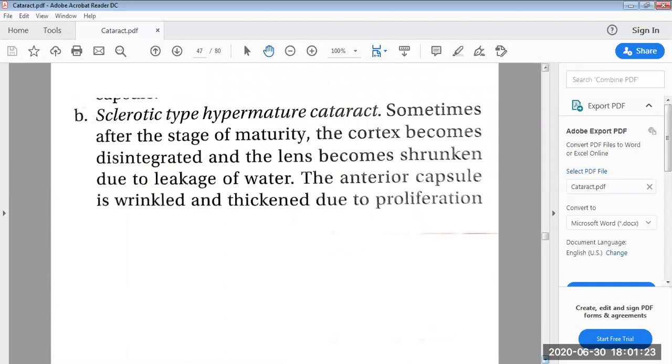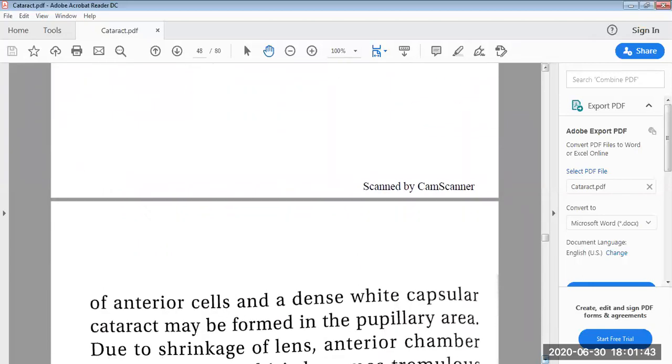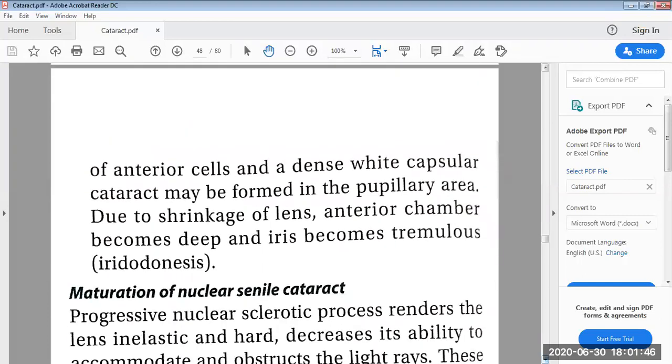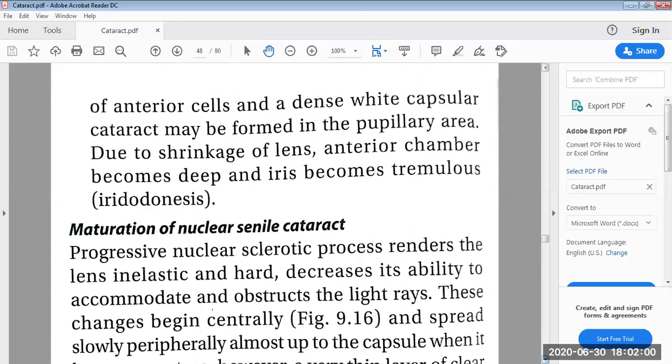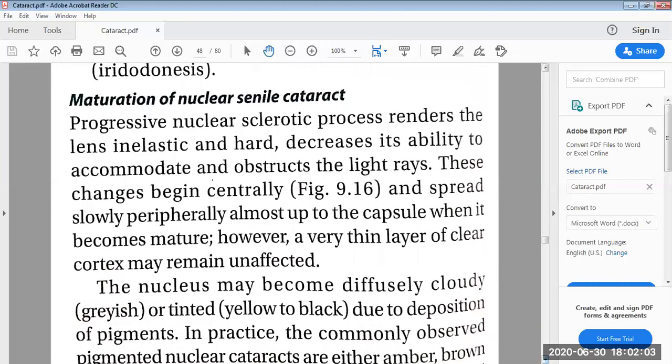Then the second form of the hypermature senile cataract is sclerotic type hypermature cataract. Sometimes after the stage of maturity, the cortex becomes disintegrated and the lens becomes shrunken due to the leakage of water. The anterior capsule is wrinkled and thickened due to proliferation of anterior cells, and a dense white capsular cataract may be formed in the pupillary area. Due to shrinkage of lens, anterior chamber becomes deep and iris becomes tremulous. It is called iridodonesis.